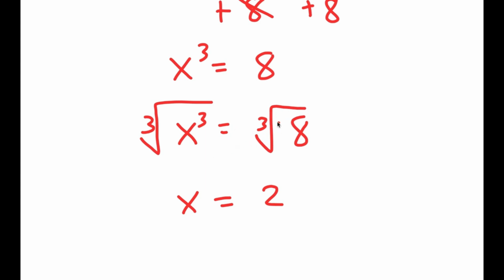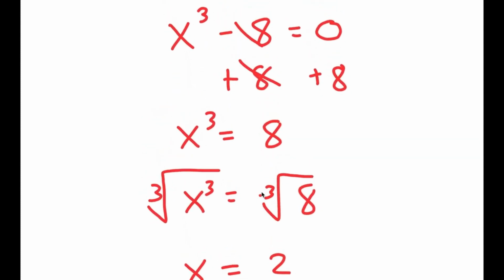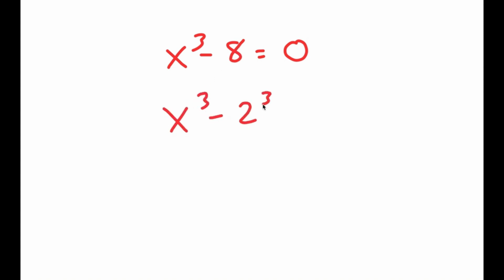But actually, there is more than one solution to this equation. So I'm going to rewrite my equation here, x to the power of 3 minus 8 equals 0. And now I'm going to rewrite 8 as 2 to the power of 3. So I get x to the power of 3 minus 2 to the power of 3 is equal to 0.